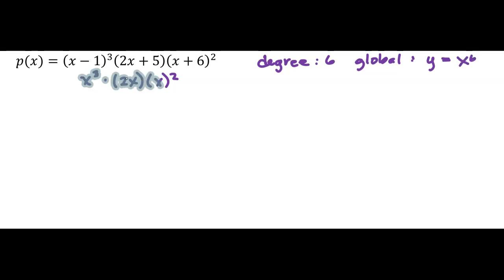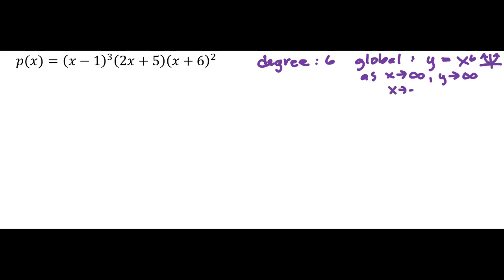6. And this is going to tell me that as x gets really, really big, y is also going to get really, really big. We should be picturing basically a right side up parabola. And as x gets really big negative, y also gets really big positive. Okay, so we've got all of our global behavior. We also need some zeros and their multiplicity for our local behavior.